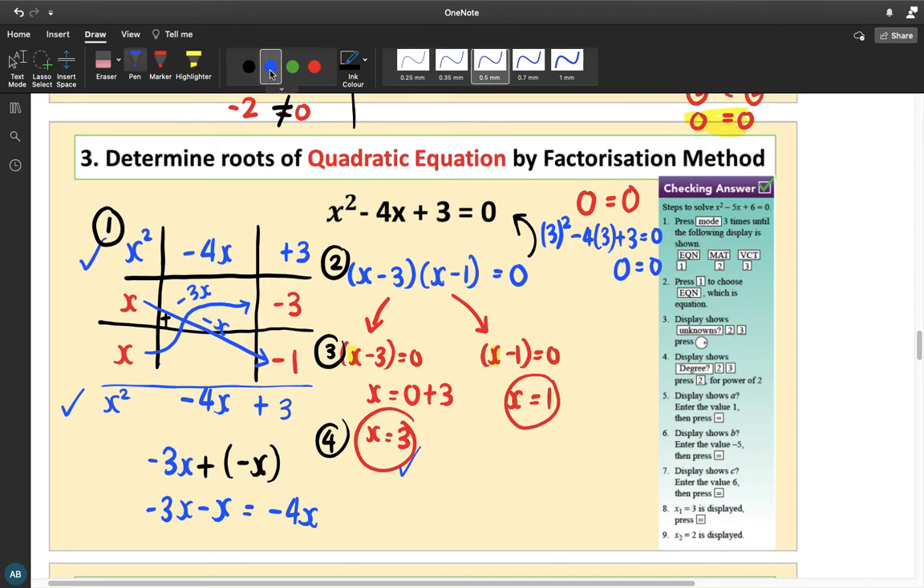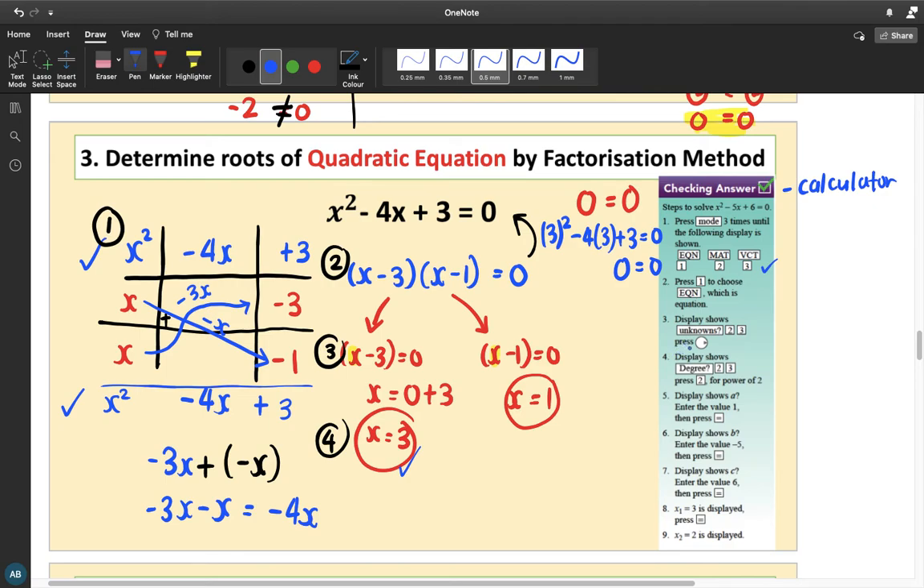Right now, untuk yang macam, saya blur lah teacher dengan benda-benda ni, ada tak cara lain? Okay. I'm gonna teach you guys. You guys boleh follow instruction di sini menggunakan apa? Menggunakan calculator. So, korang ikutlah step ini. First, press mode 3 kali until the following display is shown. Until korang nampak benda ni. So, press 1 to choose equation, which is equation. Display shows unknowns to 3.